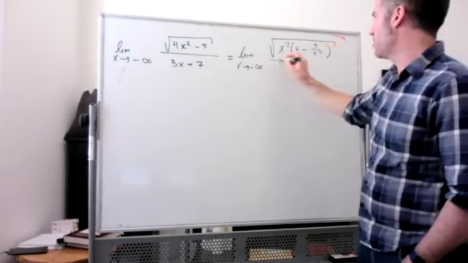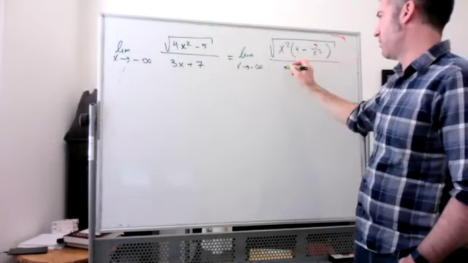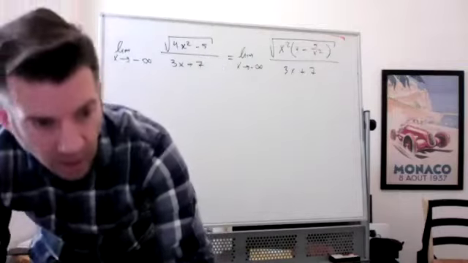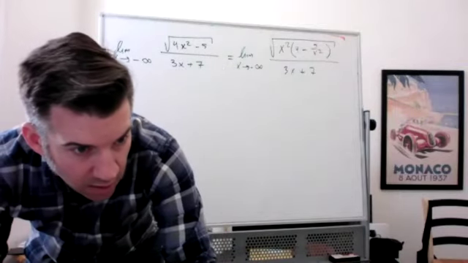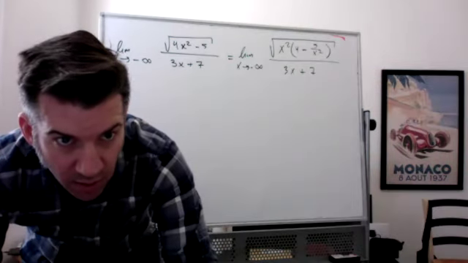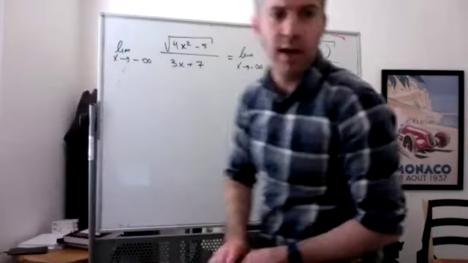I feel like it's a little too light in my room. In the bottom, I still have 3x plus 7. Sorry, let me change that video. So yeah, I adjusted it. That should be better. Hopefully that makes it a little easier to see the board now.